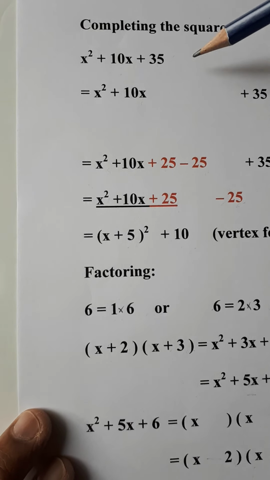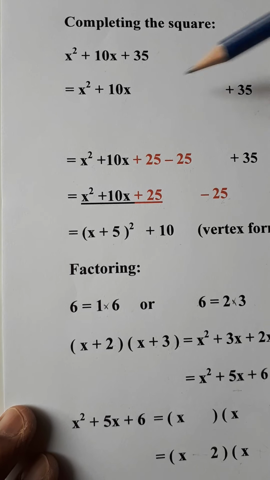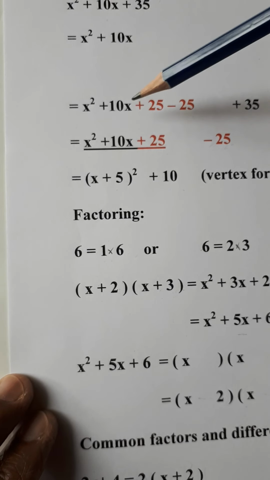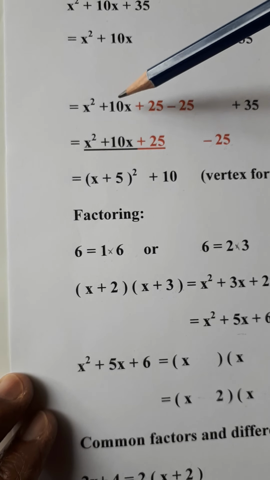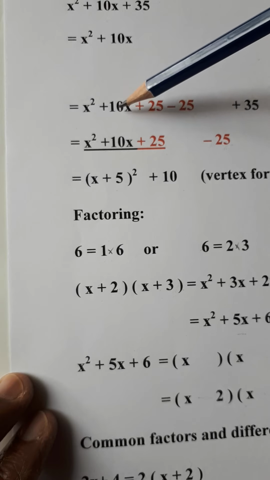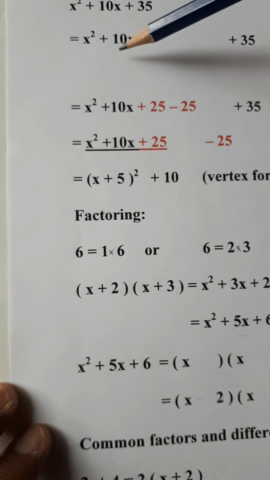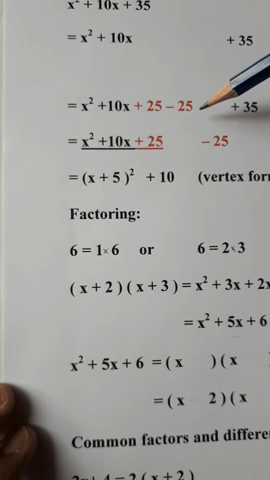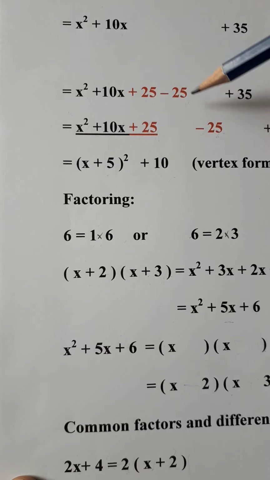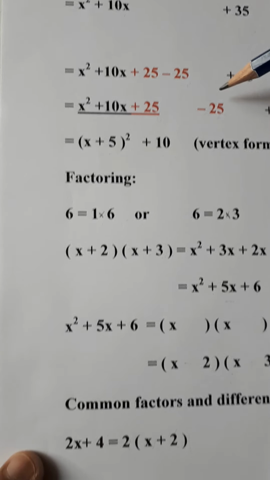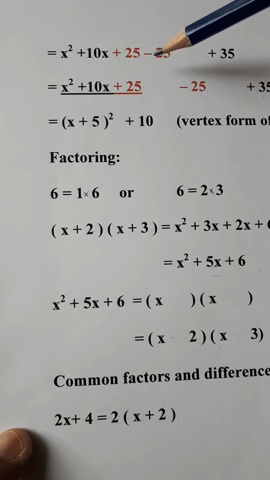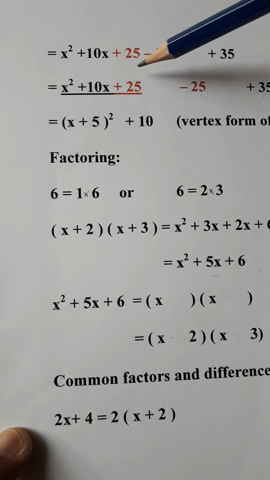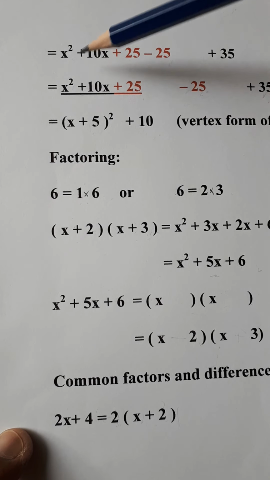This is the procedure. First you write your 35 a little bit away from this one. Next step, you take the half of 10 and square it. Half of 10 is 5, 5 squared 25. You add 25 and subtract 25 so that you did not do any damage to the expression. And then you shift this minus 25 a little bit towards this one and underline these three terms.